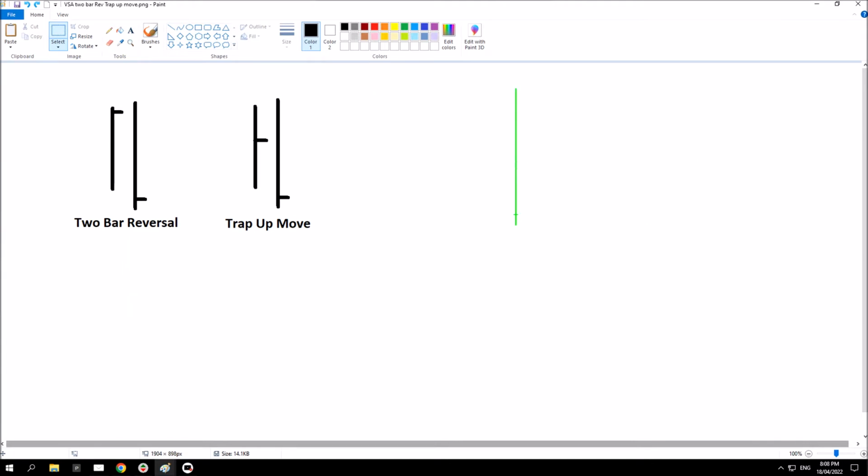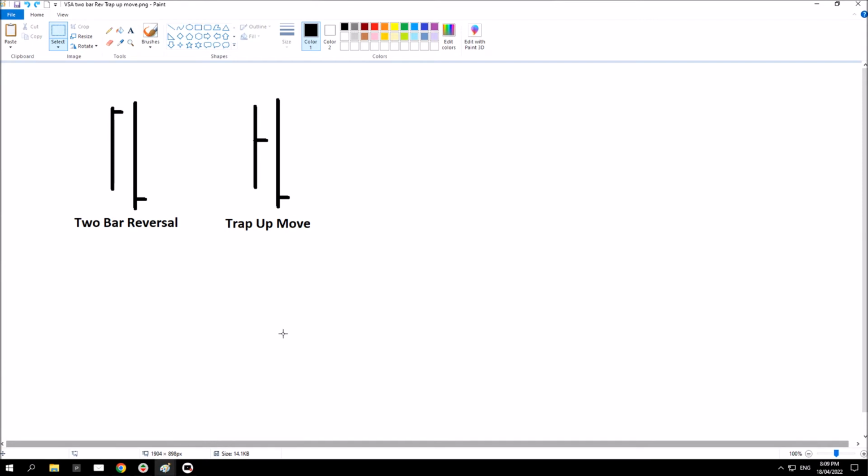If you get a really high volume upthrust, say volumes are like this, and the next bar is down in response, then this bar can be considered a primary sign of weakness in itself. So generally, an upthrust confirms previous weakness, but on really high volume, it can be the weakness in itself. So back to trap up move.